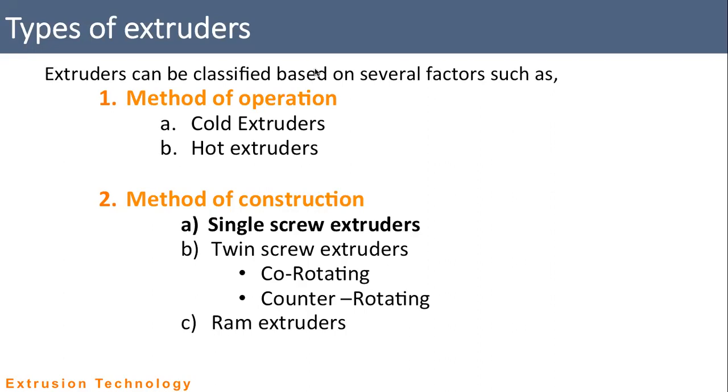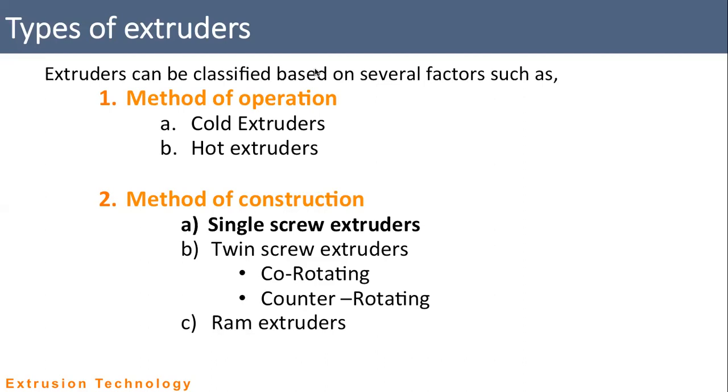Then the method of construction. We can categorize the construction method in many ways, right? But here you can see three types: single screw, twin screw, and ram extruders, right? Single screw means there is only one screw. If there are two screws, we call it a twin screw extruder, right? Again, we can categorize into co-rotating and counter-rotating, right?